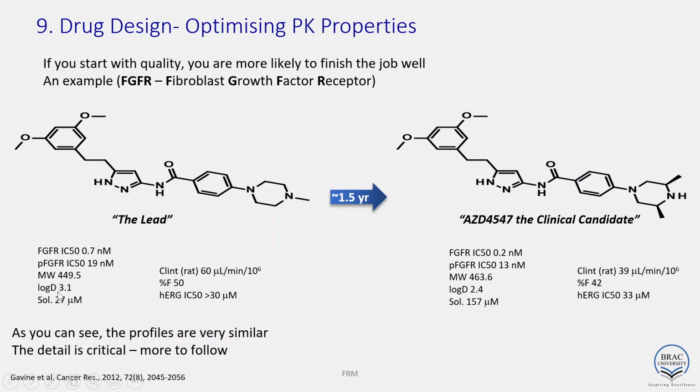Log D, the lipophilicity, is 3.9. Water solubility is 27 micromole, molar solubility you can say. Intrinsic clearance is measured in rat, so it is in vivo, in the mouse model or the rat, not in the human. The clearance is 60 microliter per minute, and percentage F is the bioavailability, which is 50%.